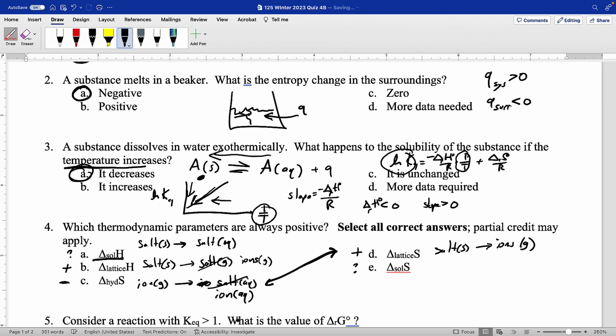All right, so the question just asked which ones were always positive. So we've got this one and we have this one. The lattice enthalpy and the lattice entropy are always positive. You break up a lattice, you have to pay an energy cost, but you gain entropy.